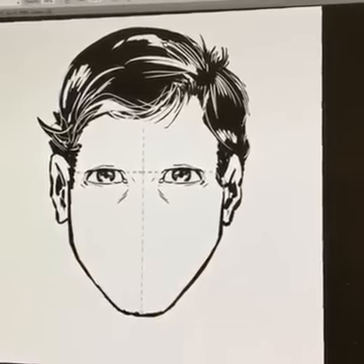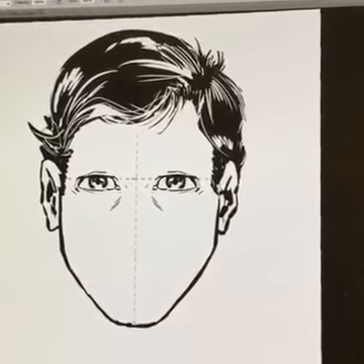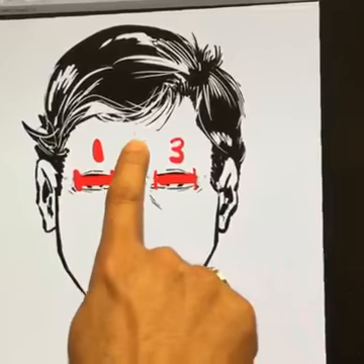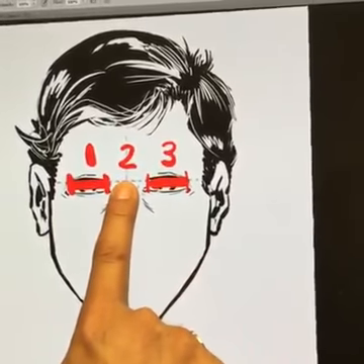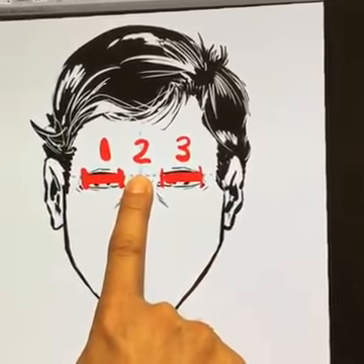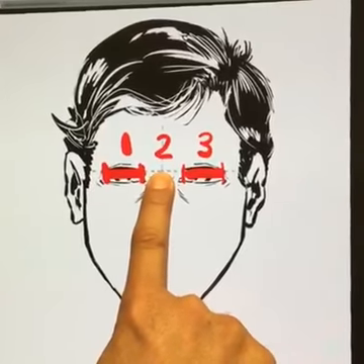But that's today's lesson. Remember, one eye, two eye, three eye. The space in between is one eye. If you don't believe me, look at the person next to you and you will see it's true.